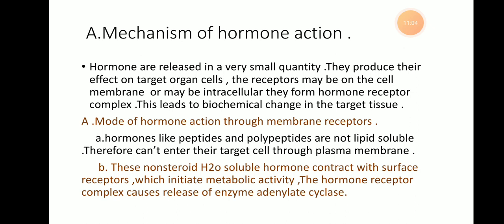Then we turn toward the next part of this chapter, the mechanism of hormone action. So how the hormone secreted by a particular gland affects the target organ. Hormones are released in very small quantity, as we have studied. Then they produce their effect on the target organ cell by binding to hormone receptors. The hormone receptors may be on the cell membrane or intracellular, and hormone-receptor complexes are formed, and this leads to biochemical and physiological reactions or responses in the body.